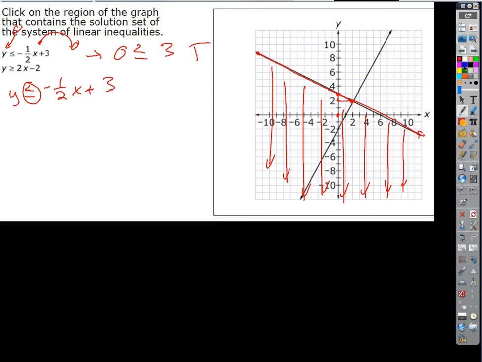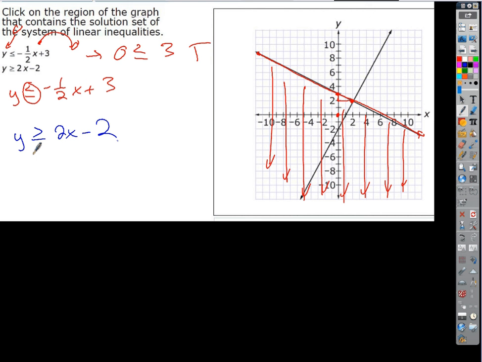What about the other one? The other one looks like y is greater than or equal to 2x minus 2. So am I going to include the boundary line? Yes. Why am I including the boundary line? I want you to answer. You were in the room when we talked about this. What about this inequality means we include the boundary line? Equal. There you go.